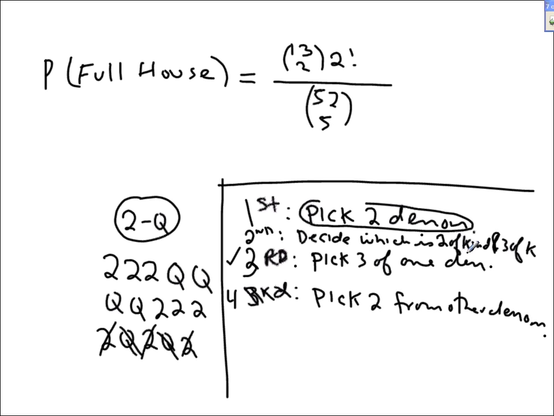Now, from the 4 2's, you want to pick 3 of them for the 3 of a kind. From the 4 Q's, you want to pick 2 of them for the 2 of a kind. There it is.